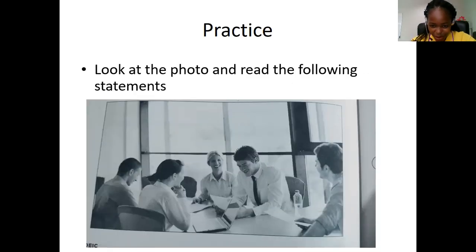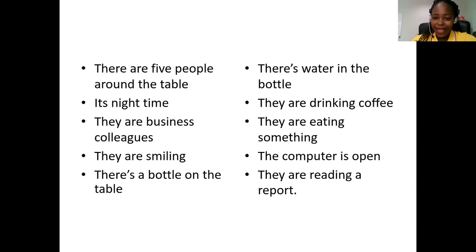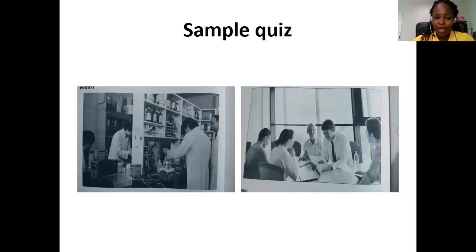There's water in the bottle. When you see the bottle as it's set on the table, we cannot clearly see if there is water in that bottle or not. So you can only answer true for something you can see clearly. So we can say it's not clear. They are drinking coffee? No. We cannot see any coffee cups on that table. They are eating something? No. The computer is open? Yeah. They are reading a report. So that is what we can see from that photo.